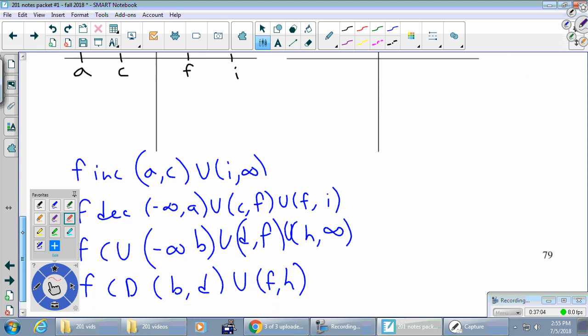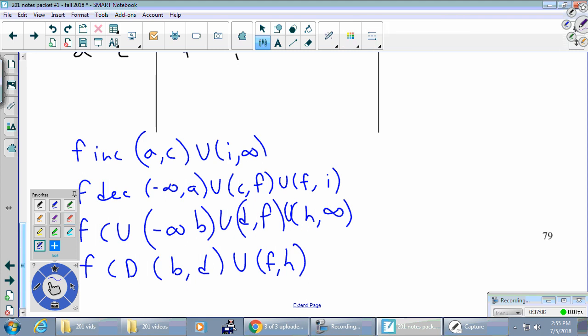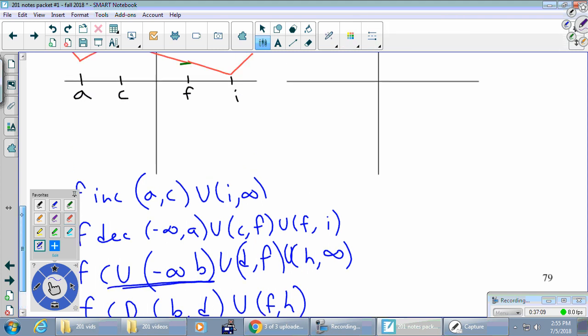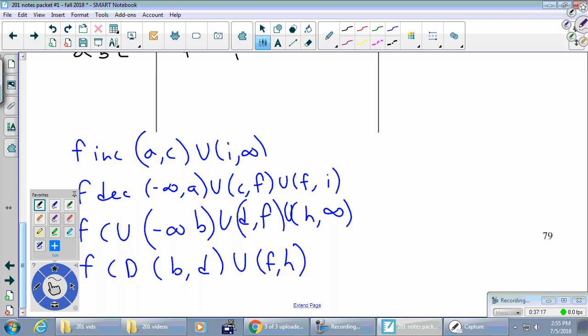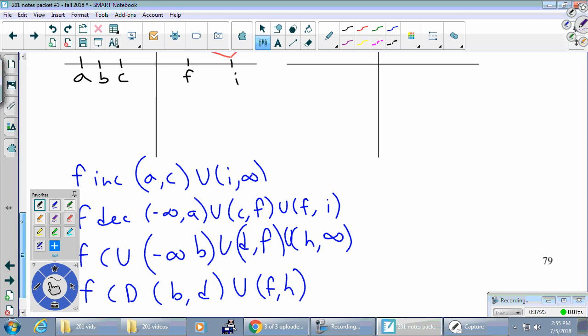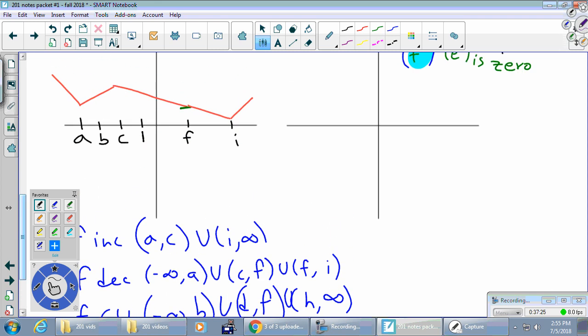The only thing I need to do now is tack on the concavity. So concave up until we get to B. Here we go. Concave up until we get to B. Oh, so we got to mark B on our picture now. So B is here. What's the other point of inflection? We've got concave up, D, F, H. All right, so we'll put D here. F is already there. H is here.